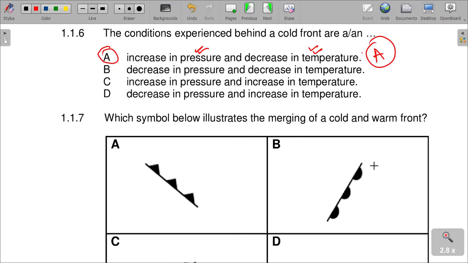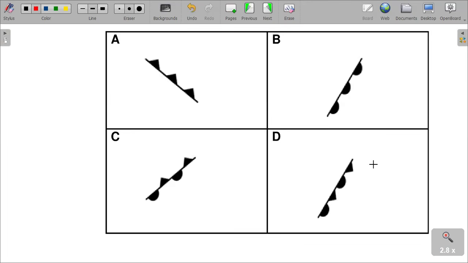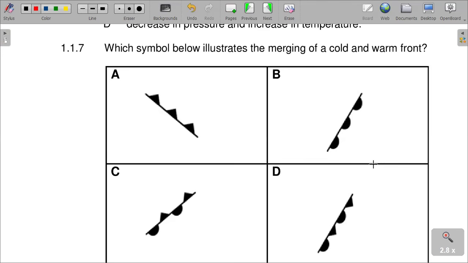And then, which symbol below illustrates the merging of a cold and warm front? Which symbol is showing the merging of a warm and cold front? As you can see, I'm saying the merging of a warm and cold front, of a cold and warm front, it is shown clearly by letter what? By letter D. D is the correct answer, which shows the merging of a warm and cold front.